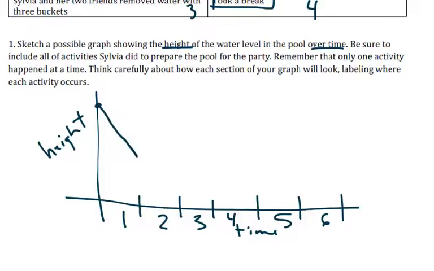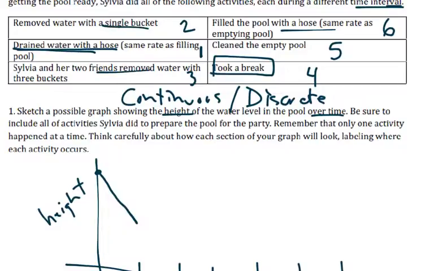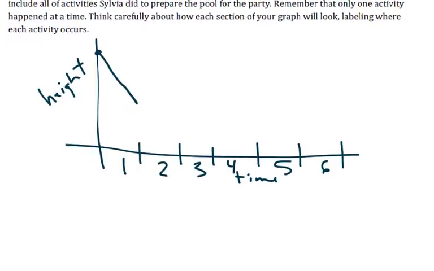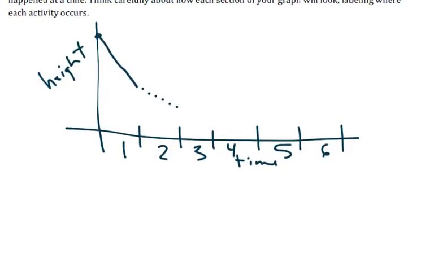Okay. And we've got to remember when we're drawing our graph, we've got to think, is it continuous or is it discrete? Well, this first part is continuous, right? Draining with the hose, it's constantly coming out. Whereas the buckets are going to be discrete. So let's say now we are removing it with a bucket. So she pulls a bucket load out each time. Okay. Then her 3 friends help her, so now this would mean we're emptying that a lot quicker, right?